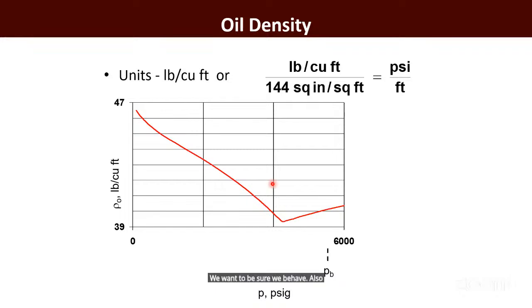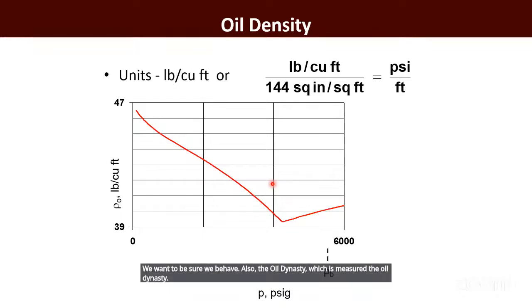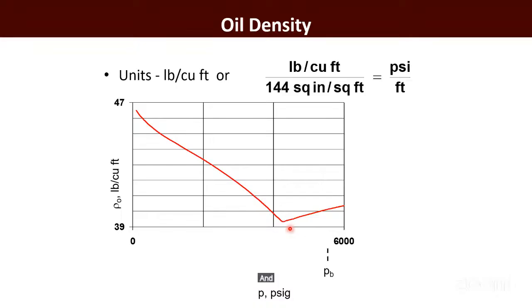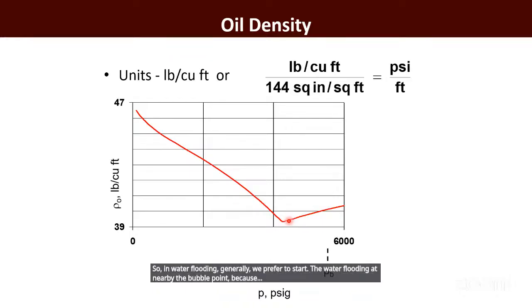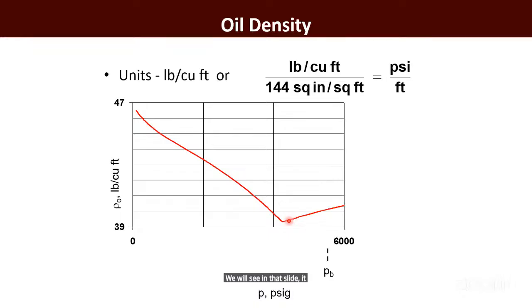Also, the oil density changes with the pressure variation, and at the bubble point we have the lowest oil density. So in water flooding, generally, we prefer to start the water flooding near the bubble point, because, as we will see in the next slide, it has the lower oil density and the lower oil viscosity, and that will enhance the mobility ratio of the water flooding process.